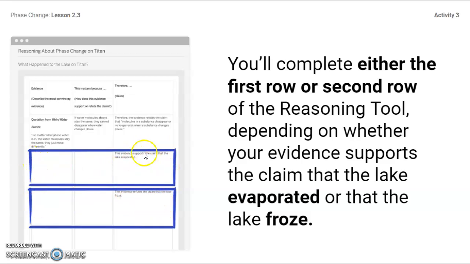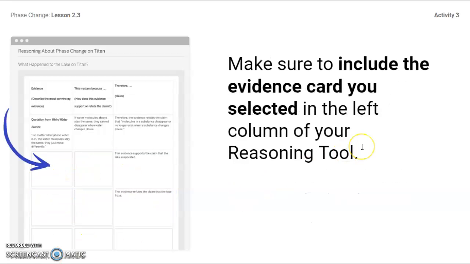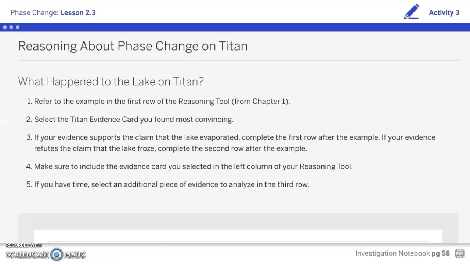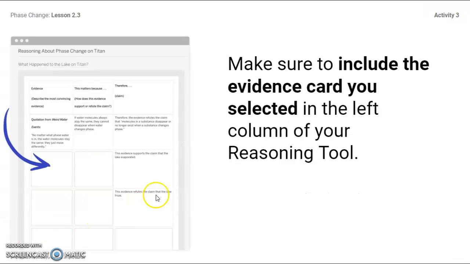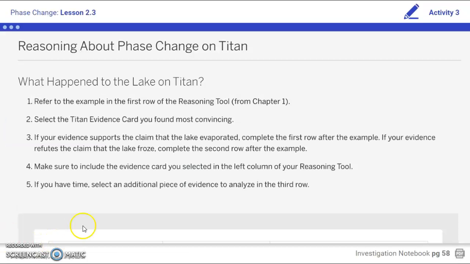So you're going to choose one of these 2, and you're going to fill in the boxes on the left-hand side. So make sure you include the card that you selected as evidence in the left-hand column of your reasoning tool. So you're going to need to just type in the information that's on the card that you chose that will go on to help you support your claim. Okay, let's see. I'm going to move on to the next part.